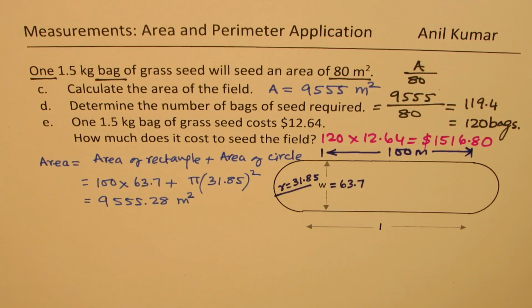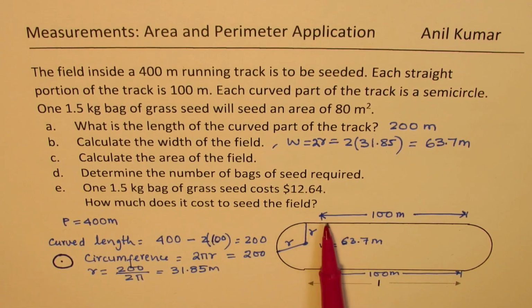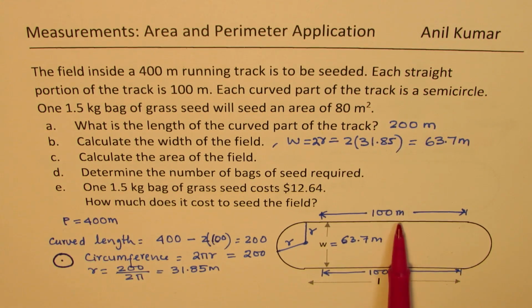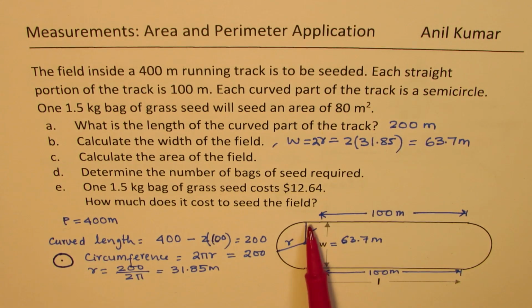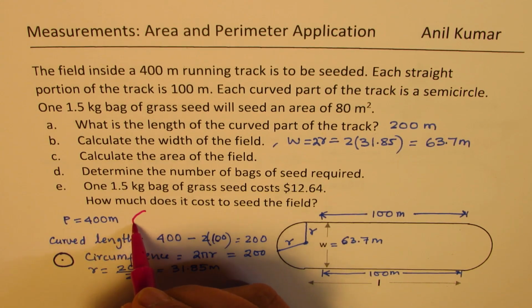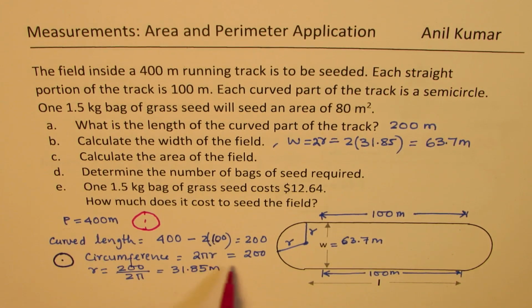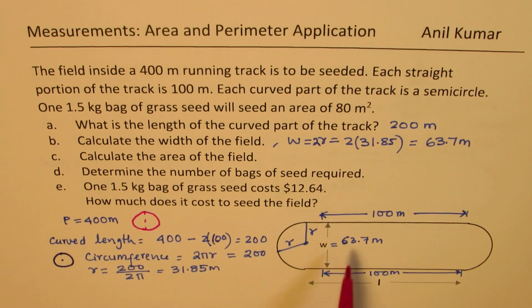So I hope all the steps are absolutely clear. So let's go through this solution once again. In short, what we did was, we know that this straight line is 100 meters on both sides. 100 is 200. So the circle circumference, two semicircles make one circle, right? So we have two semicircles here which make one full circle, right? So that circumference is 2 pi r, which is 200 meters. Dividing 200 by 2 pi, we got our radius, right? That radius times 2 is the width. So we got the width.